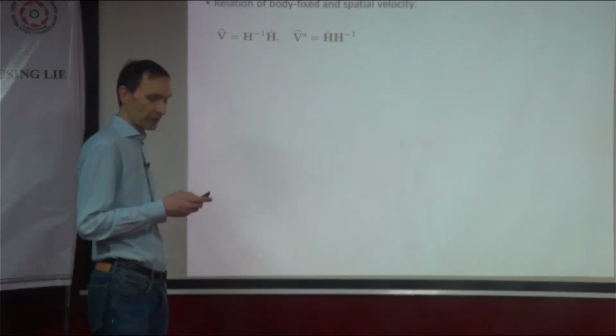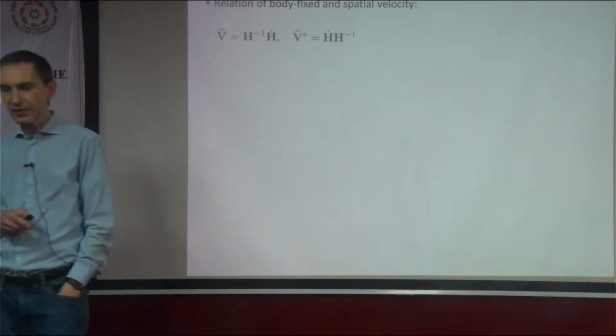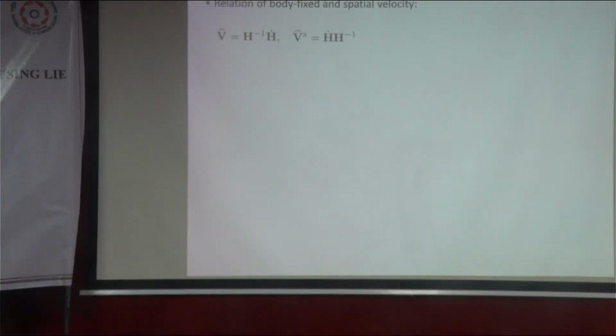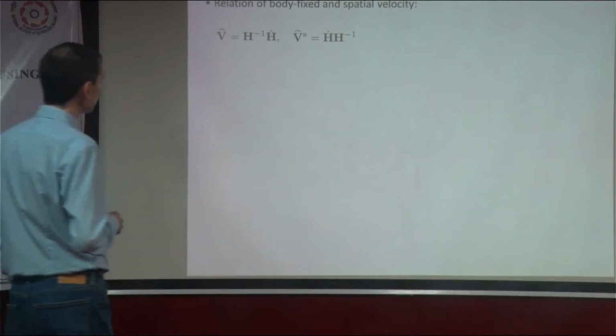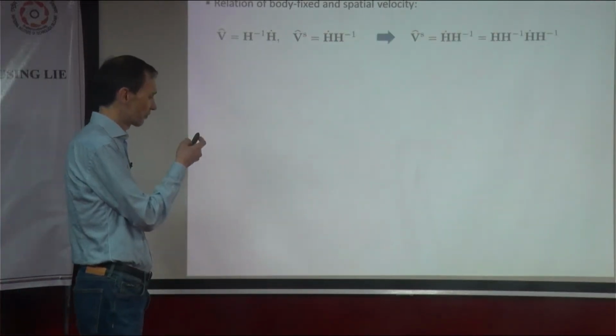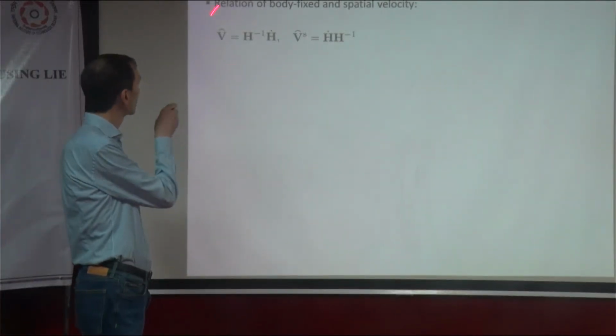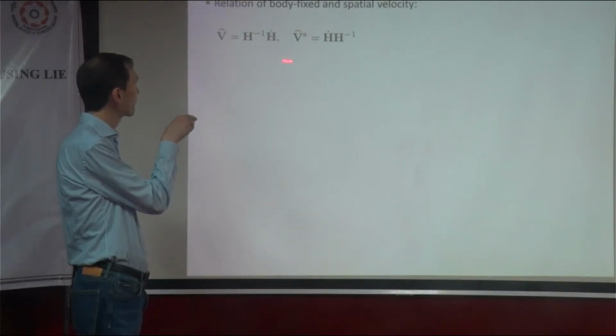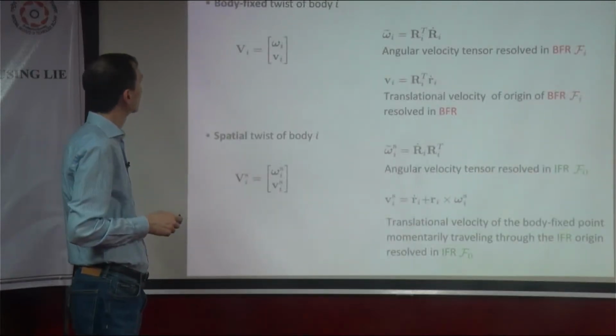What's the connection between the spatial and the body fixed twist? So the body fixed was defined like this, right? The space fixed like this. And by the way, did I do this?